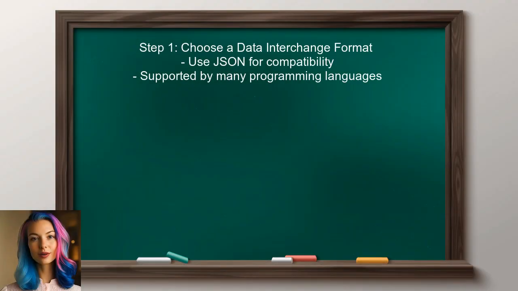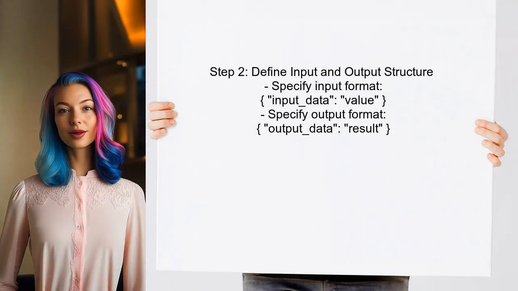To create a language-independent library in Python, the user should consider using a common data interchange format. One popular choice is JSON, which is widely supported across many programming languages. Next, the user should define the input and output structure using JSON. This means specifying the data that the library will accept and return in a clear JSON format.